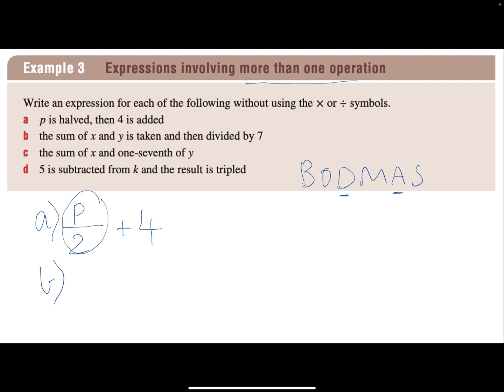B asks us to think of the sum of X and Y is taken and then divided by 7. So that then is really important. So we're going to find the sum of X and Y, and then we want to divide by 7. So we can put that over 7.